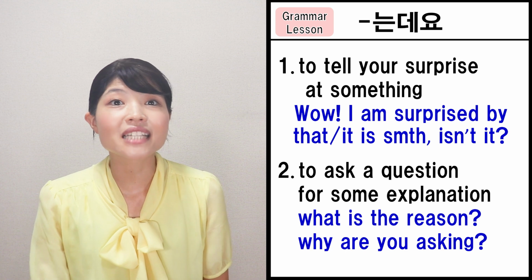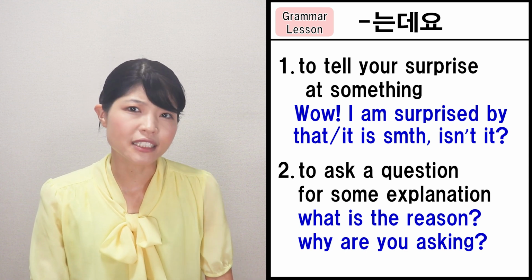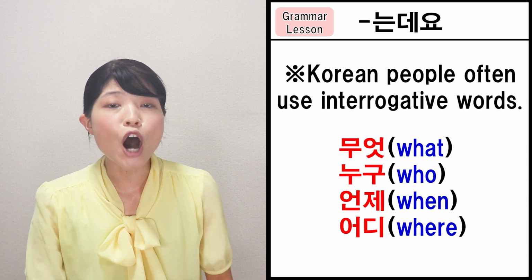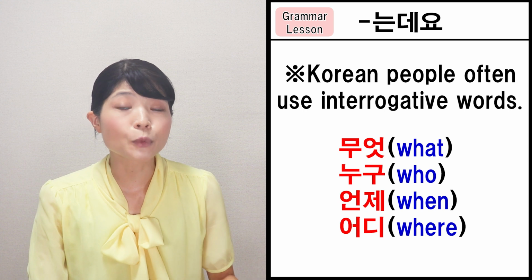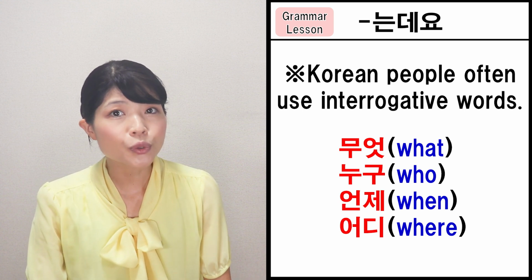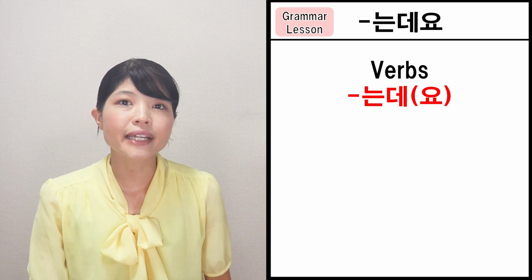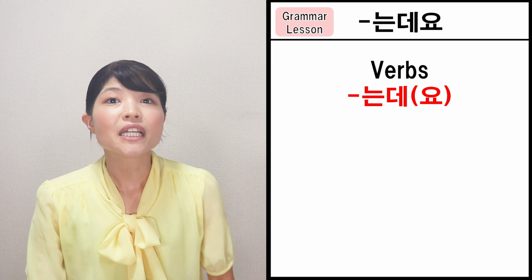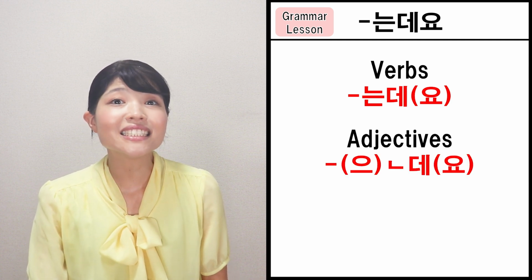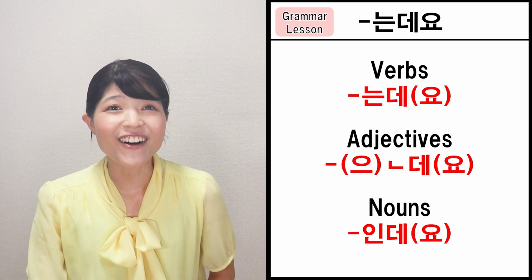The second one is to ask a question for some explanation like, what is the reason or why are you asking? In this case, Korean people often use with interrogative words such as 무엇, what, 누구, who, 언제, when, and 어디, where. About the conjugation, for verbs, you use 는데요. For adjectives, you use 니은데요. And for nouns, you use 인데요.